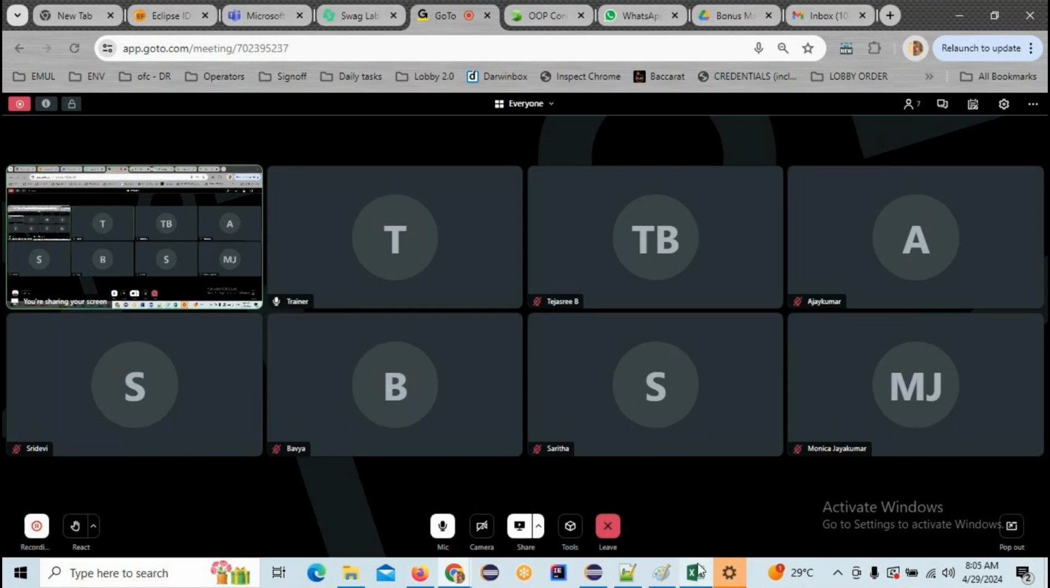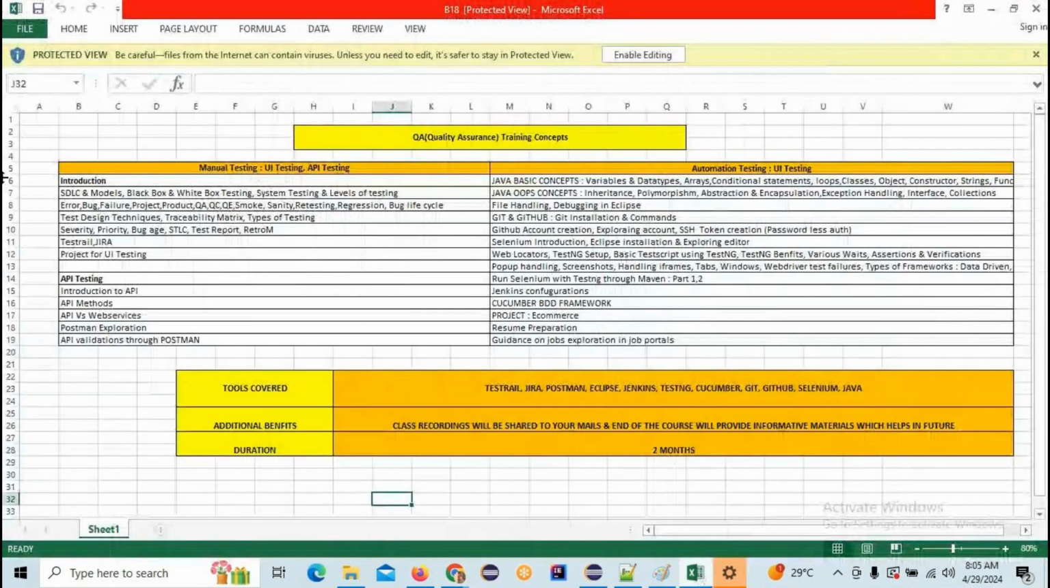Please carry this syllabus. If you want, take a printout and keep it handy. By that you can see what topics I am explaining every day and what topics are left over. So this is 29th April. By May 10th or May 15th, we are going to close manual testing, and later we can start automation testing.